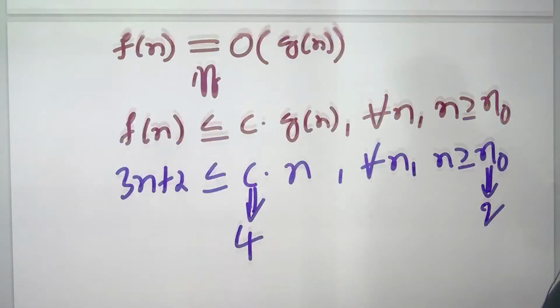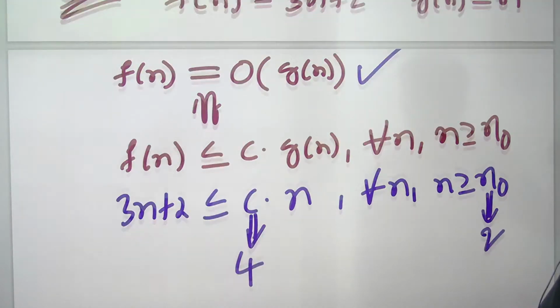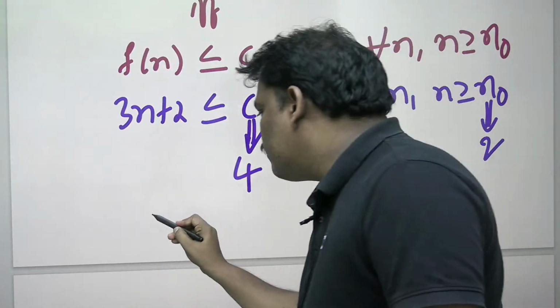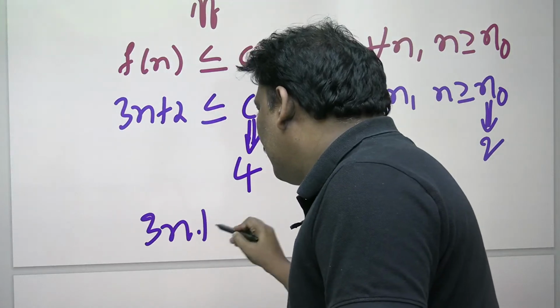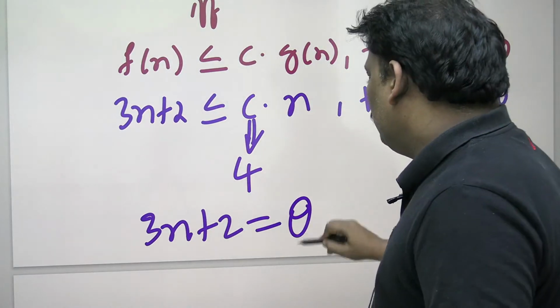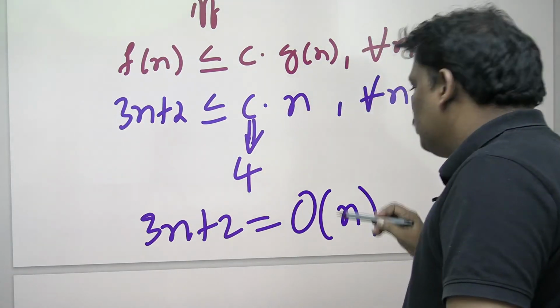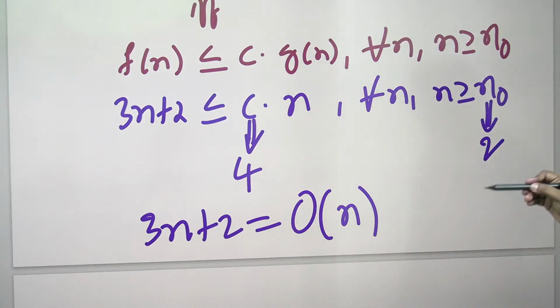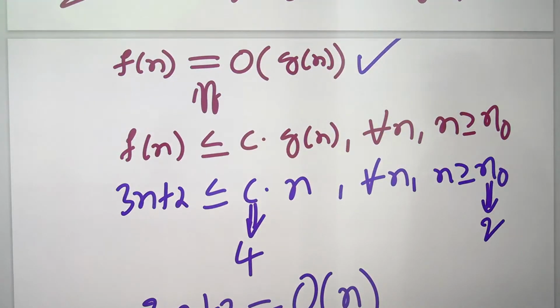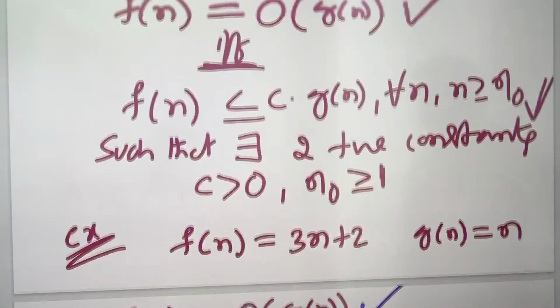So what I want to say is, to say this particular one, I have to satisfy this condition. Yes, I satisfied. If you can satisfy, then finally I can say 3n plus 2 is big O of n. That is the meaning. If you want to say this, you have to satisfy this condition. I satisfied. This is the big O definition.